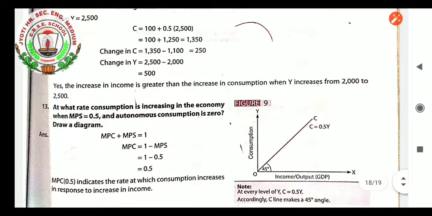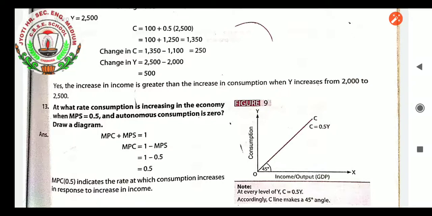Next question: at what rate is consumption increasing in the economy when MPS equals 0.5 and autonomous consumption is 0? Draw a diagram. What has been asked? At what rate consumption is increasing when MPS equals 0.5 and autonomous consumption is 0. Here autonomous consumption given is 0. Is that possible? No, because we have learned that even when income is 0, autonomous consumption will be done by the people.